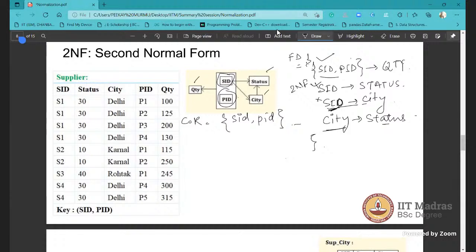So we decompose this particular table into two tables. If you are facing any problems regarding how to solve this, you can ask. So in R1, you get SID, PID, and the quantity.